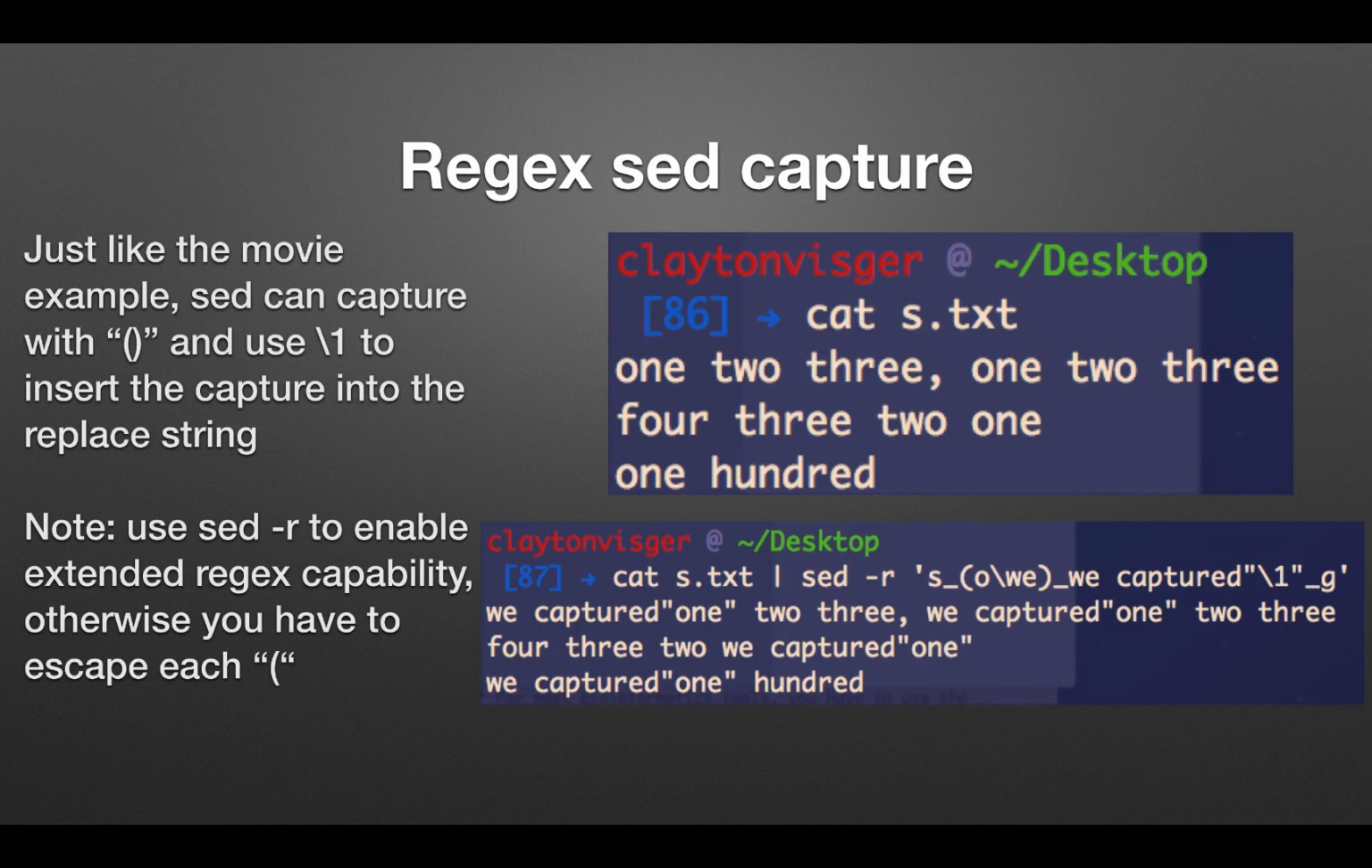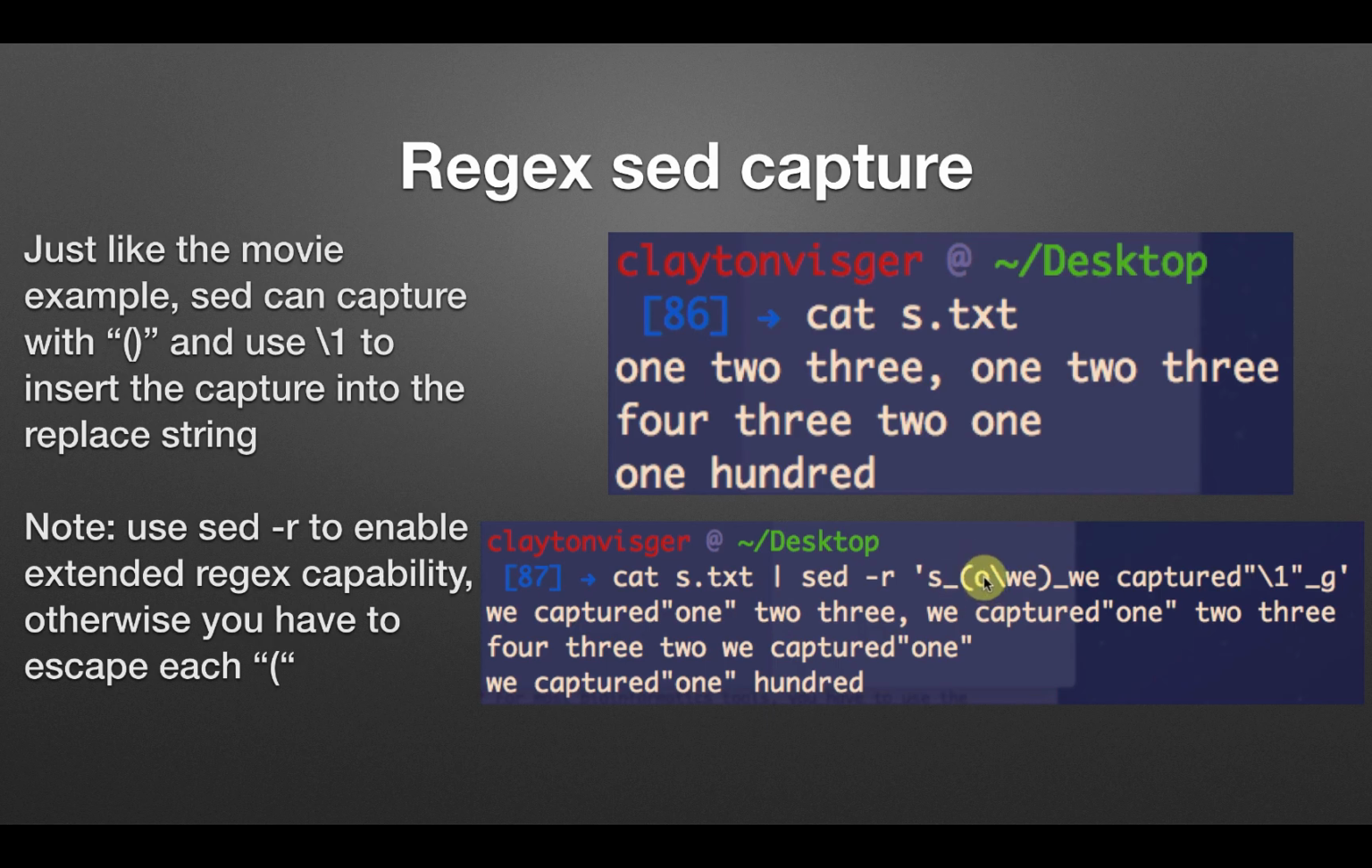So just like the movie example, we can use parentheses to capture things and then use the /1, /2 to replace them. And if you add a -r as an argument at the beginning of sed, you can use all of your basic regular expression patterns like the /w. Okay, so here this is kind of a silly example, but I'm just showing that the functionality is the same.